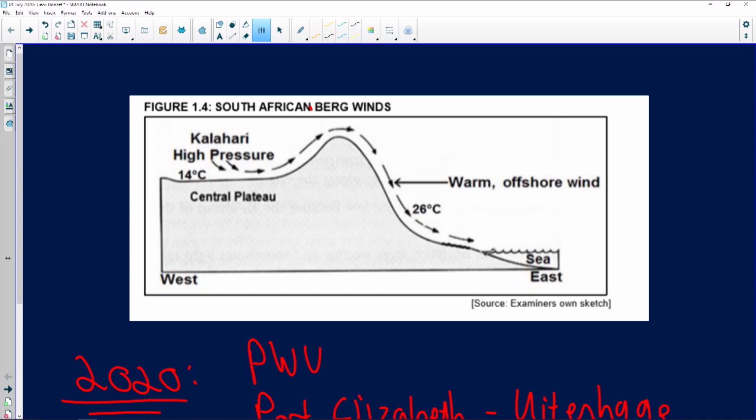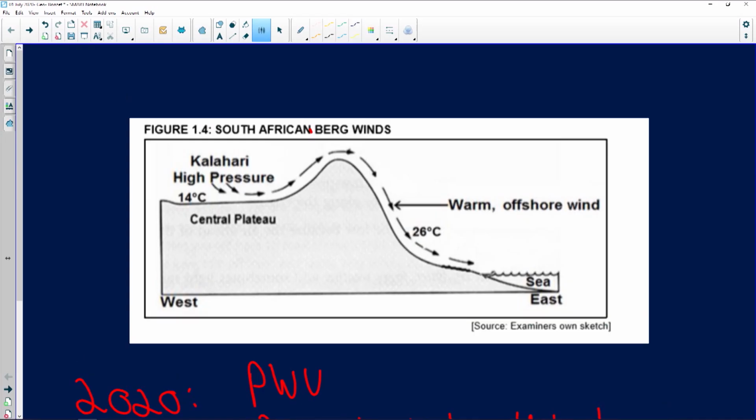Now, question 1.4, we're going to have a look at South African Berg winds. Okay. Now, a very popular question regarding climate. Okay. When do we experience this type of climatic conditions? Winter, where we are situated now.